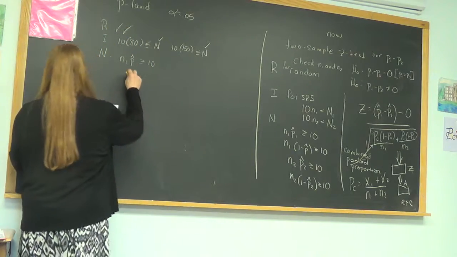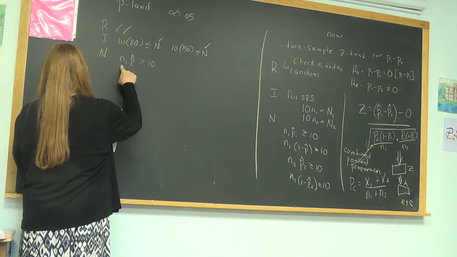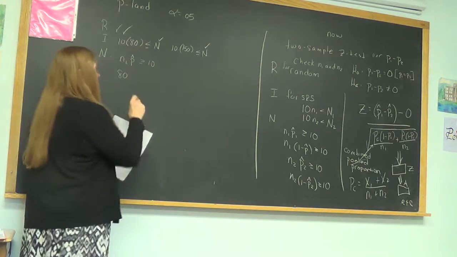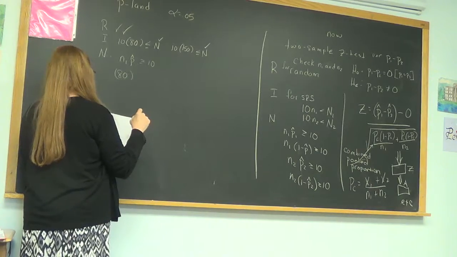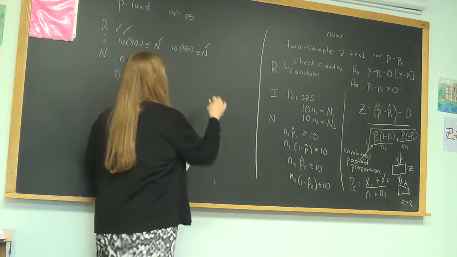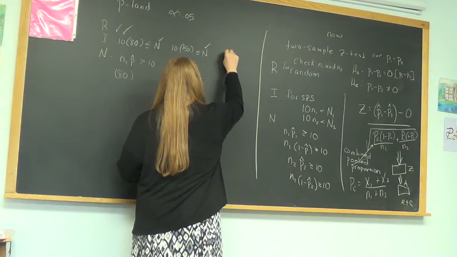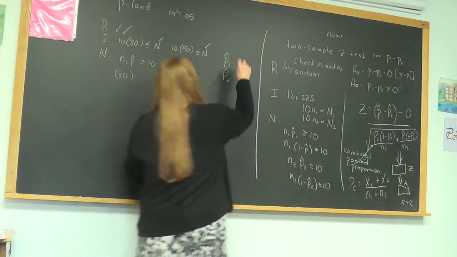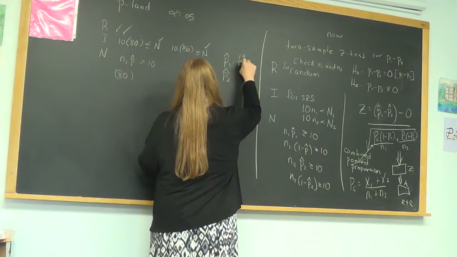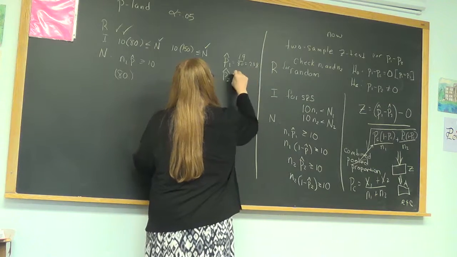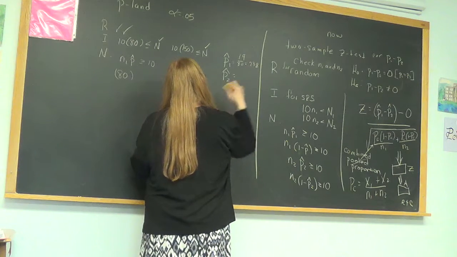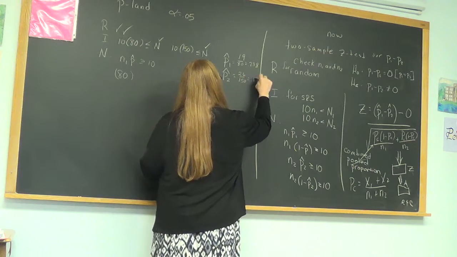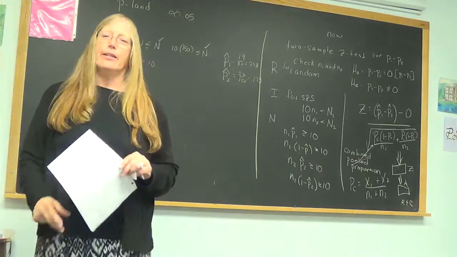All right, so what two numbers? What's N1? 80. Are you all right with that? Okay. And P hat is, we should calculate P hat. We need to do the math. P hat 1 is 19 out of 80, 0.238. And P hat 2 is 26 out of 150, 0.173.